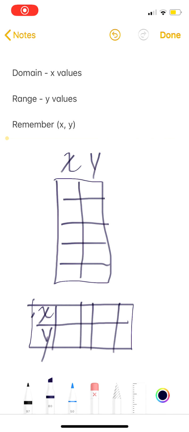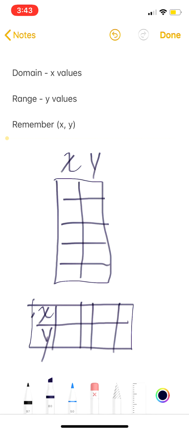Hey guys, we're going to talk about domain and range today. What's important here is that you know that domain are your x values and range are your y values. Another thing worth remembering is that in an ordered pair, your x value is first, y value is second.